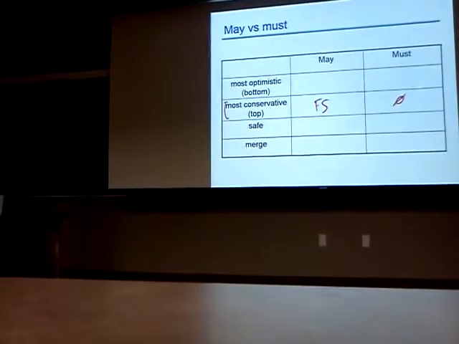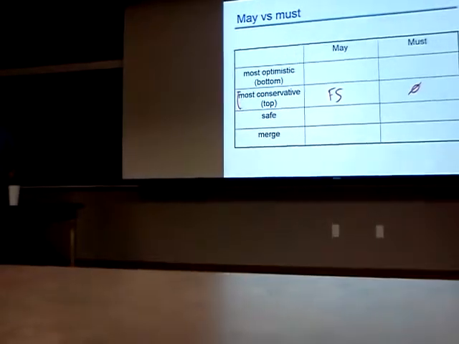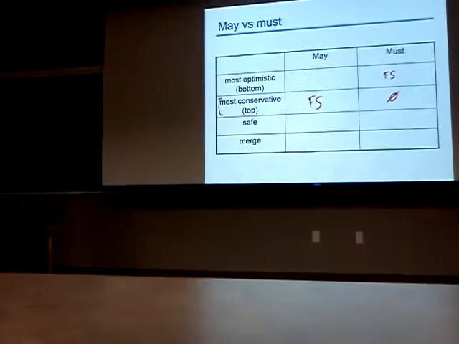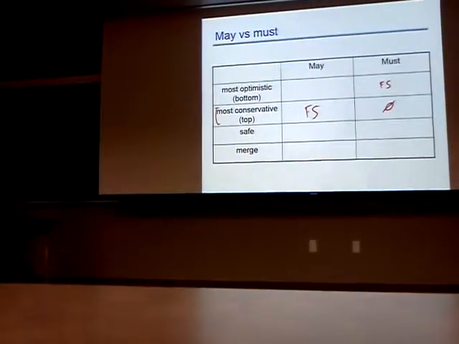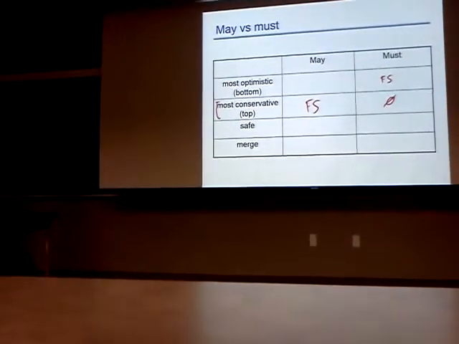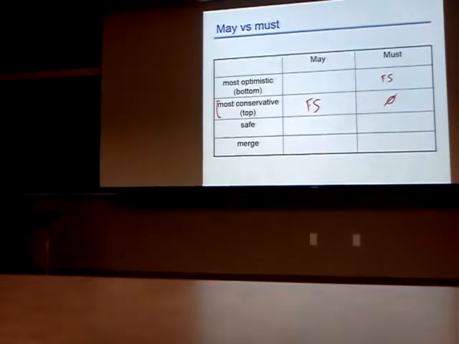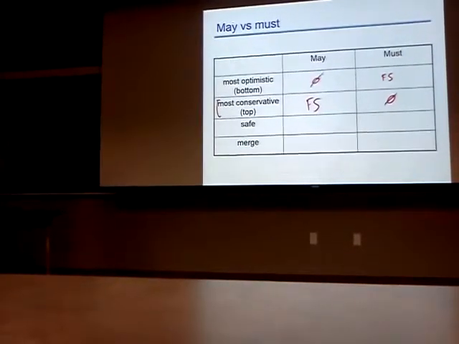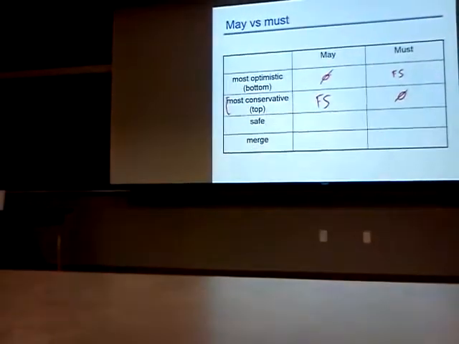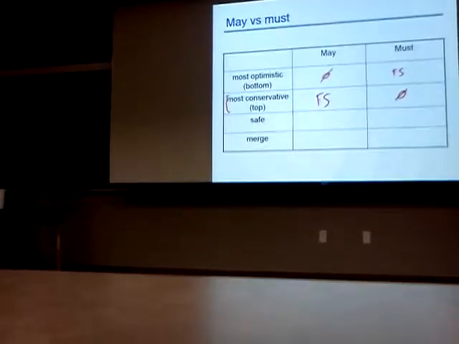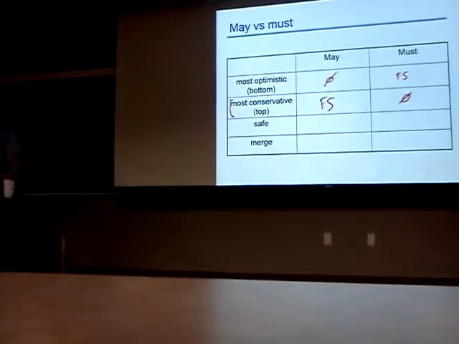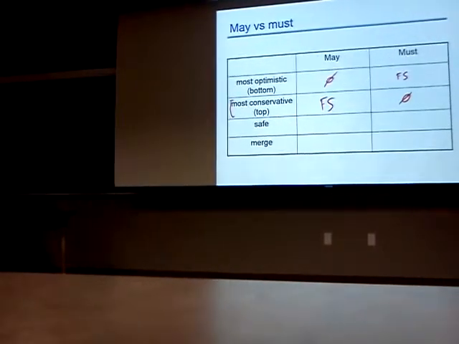In the must analysis, the most optimistic is everything. If all the facts in the world hold, that's the most optimistic, with all the information, and it's most likely completely incorrect. And in the may analysis, the most optimistic is the empty set, and that's again most likely totally wrong. Then you eventually iterate to get the right answer.